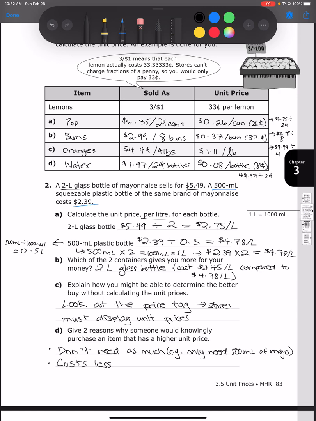So the bottle itself costs less than the 2-liter bottle, so that's why someone might buy the one that has a higher unit price. Because again, in this example, our 500 milliliter plastic bottle does have the higher unit price, but the overall bottle is cheaper than the 2-liter bottle. So because of that overall cost being less, they might just ignore the fact that the unit price is higher, which is totally fine and totally understandable. Every individual reason for purchasing a product is subjective, so it just depends on your scenario, your situation, and what you need the product for.